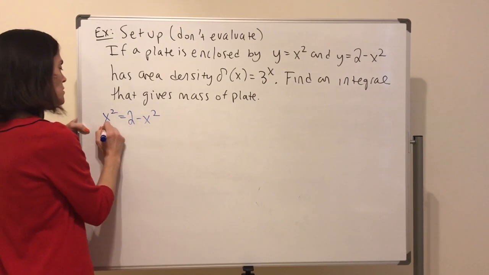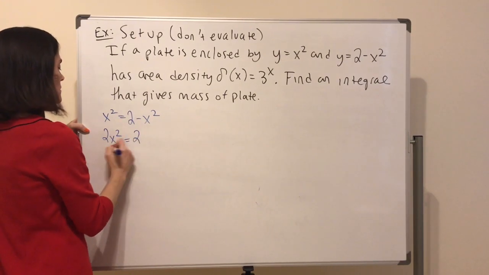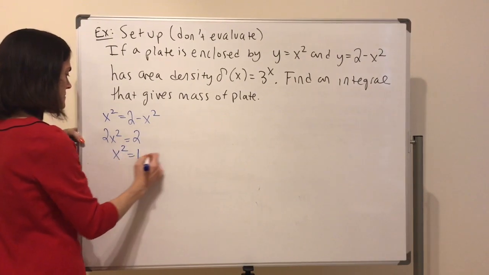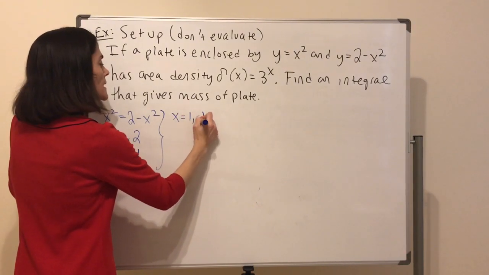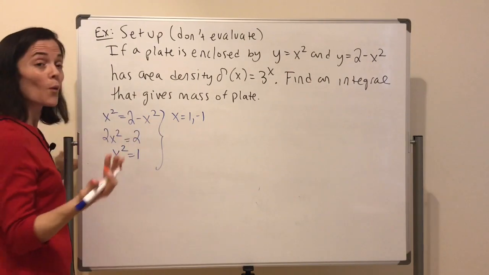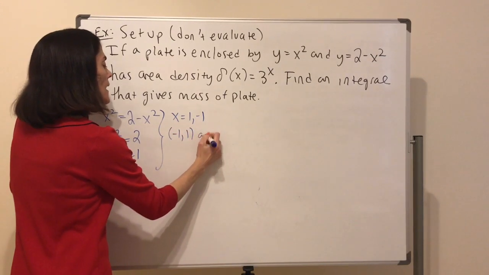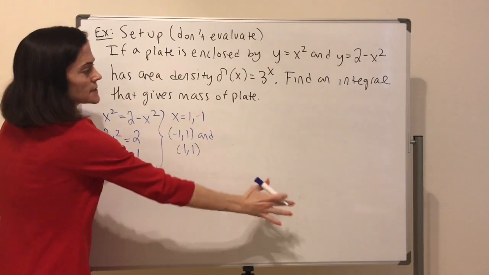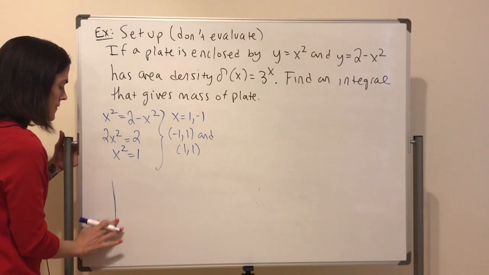We get that 2x squared is 2, or x squared is 1. We get that x is 1 and minus 1, and then we could evaluate either one to get the points. The points are minus 1, 1, and 1, 1. And if we sketch it, maybe I'll sketch it here and then set up the integral here. We can sketch this.